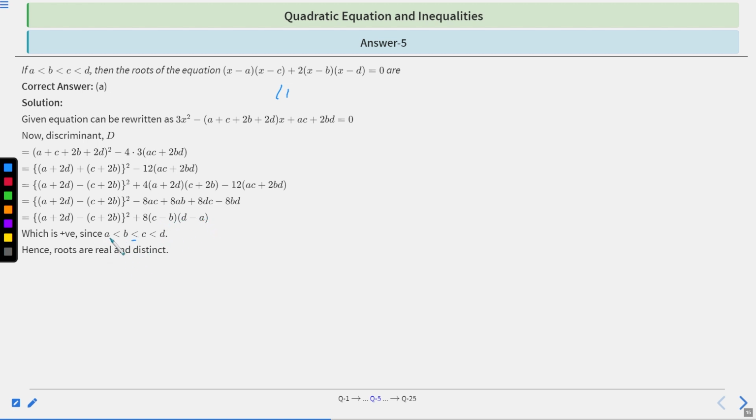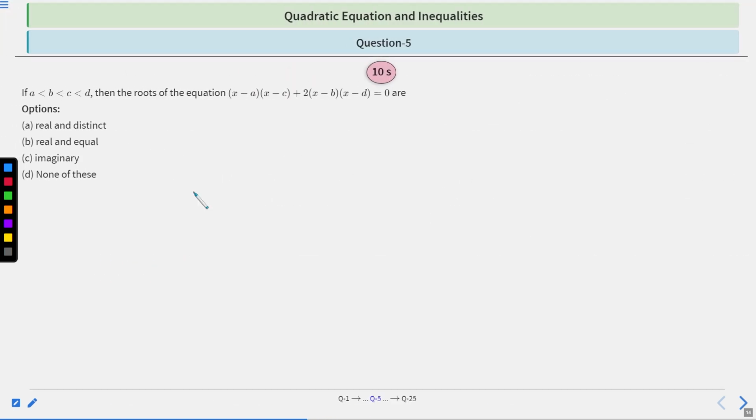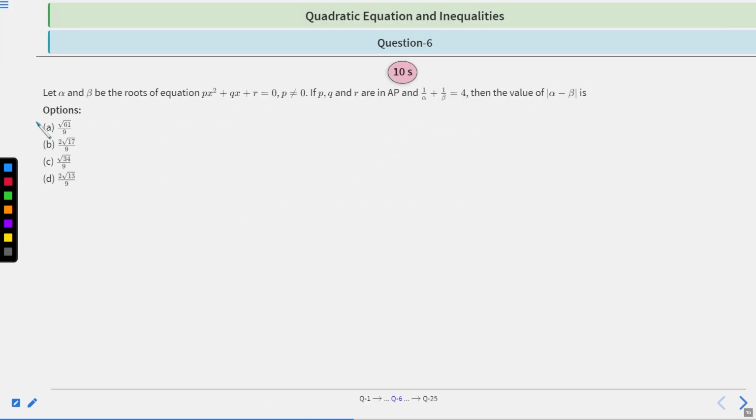Now, since we know that A less than B less than C less than D, right? So C is greater than B and D is greater than A. So this term will be positive and this term is already positive since it is a square of something. Hence, the discriminant is positive. Hence, roots are real and distinct. So option A is the right choice. Now let's move to the next question.